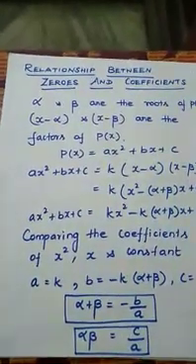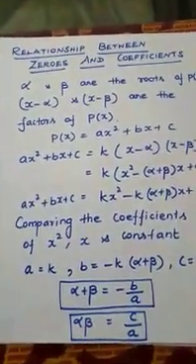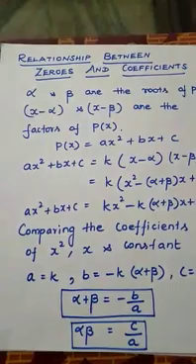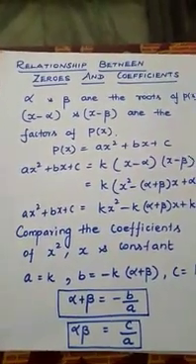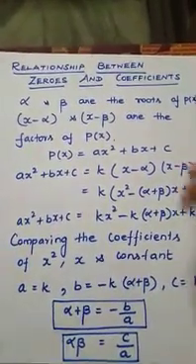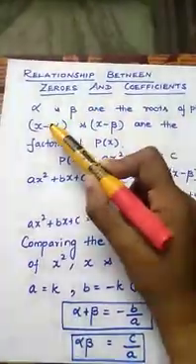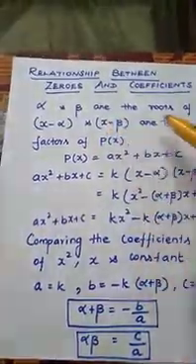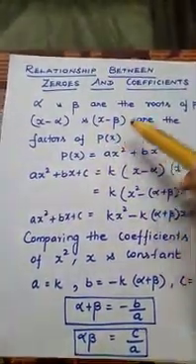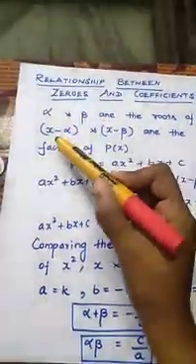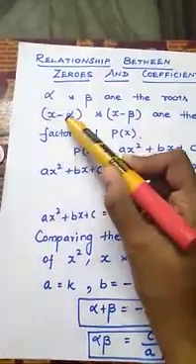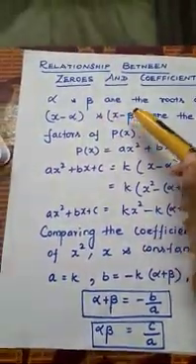The next very important one, relationship between zeros and coefficients. Actually, zeros means you have to imagine alpha and beta are the roots or zeros of p of x. Alpha and beta are the roots. x minus alpha and x minus beta are the factors of p of x. This is actually the direct format. Suppose we have to write in the form of x minus, that means factor.